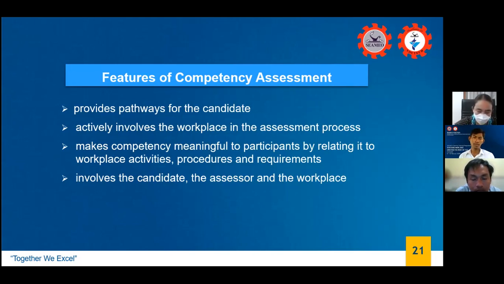And then, of course, the assessors are the ones who will assess to make sure that whatever is being assessed is in line with the performance objectives, and that the content of the test is in line with the workplace requirements. So this is a very important and essential feature of competency assessment.